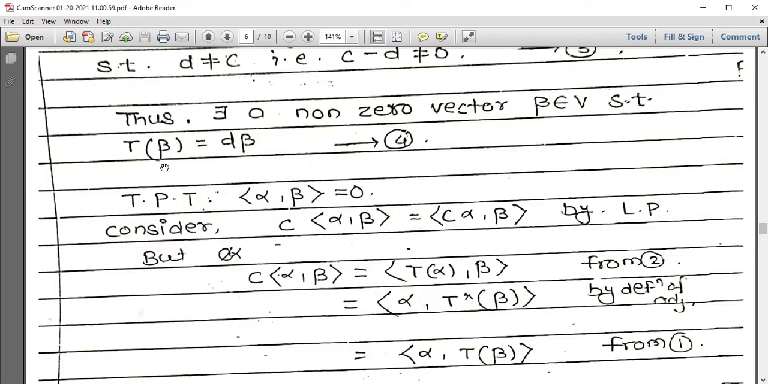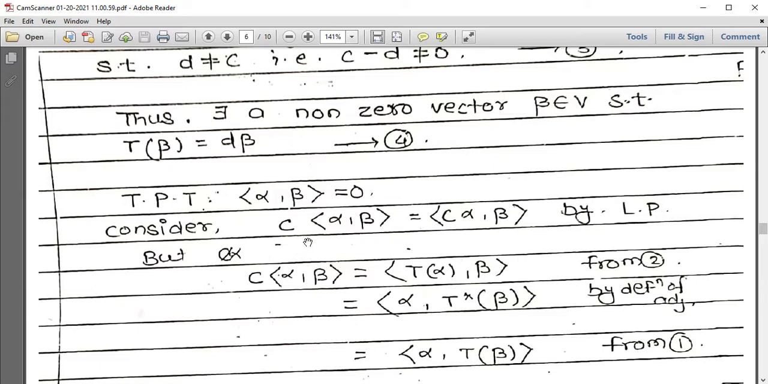Beta is any other characteristic vector, sorry, beta is any other characteristic vector associated with characteristic value D. We have to show that the inner product of alpha and beta is equal to 0.